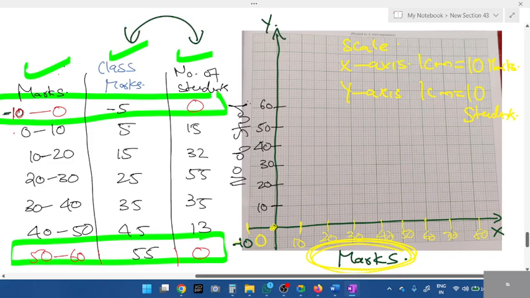Second column, what's the first value we have? Skip the first and last one. What do we have? 5 and 15. Where does 5 lie? 5 lies in between 0 and 10. For 0 and 10, can you see 15 on the left hand side? This is the point where I marked.